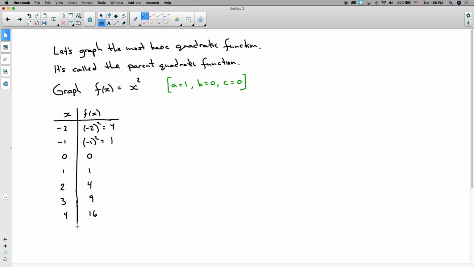I can do lots of these. I'm going to put in -3. Oh, -3 squared is also 9. Sorry, I forgot, darn it. Okay, so let's move towards graphing this x squared function and see what we see.